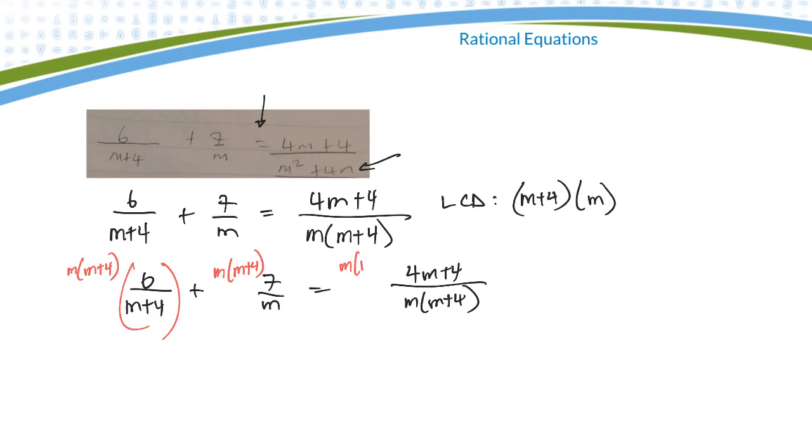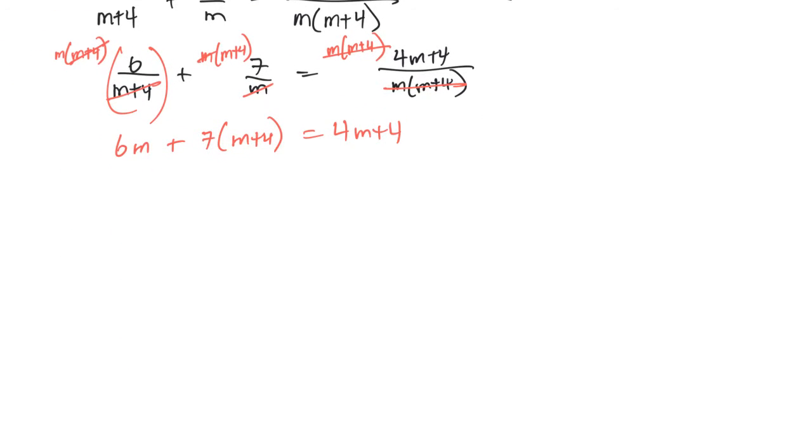and m plus 4. So in the first one, these cancel, so you're left with 6m. The m's cancel, and when you multiply, let me just write it, 7 and m plus 4. And then here they all cancel, so I'm left with 4m plus 4. Now I'll multiply that through, so I'll get 7m plus 28 equals 4m plus 4.